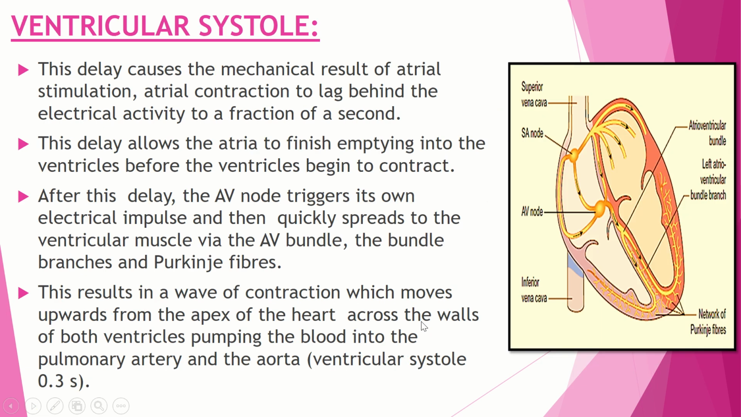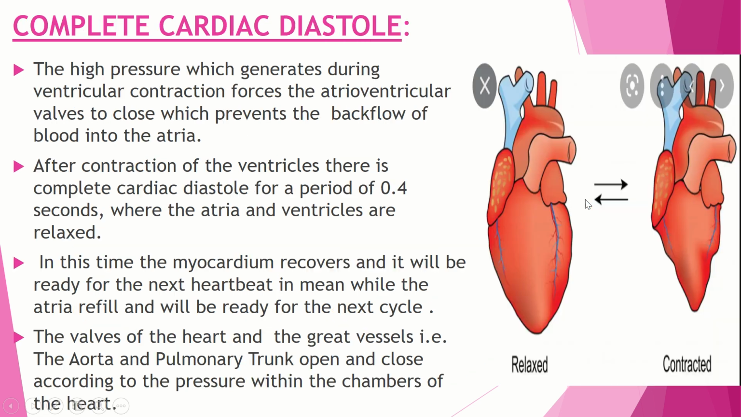As we said, when the atria contract, the blood flows to the ventricles. When the ventricles contract, the blood flows to the lungs and all parts of the body. After that, a complete relaxation follows. At that time, the inferior and superior vena cava bring the blood, and the left and right atria both fill with blood for the next cardiac cycle.